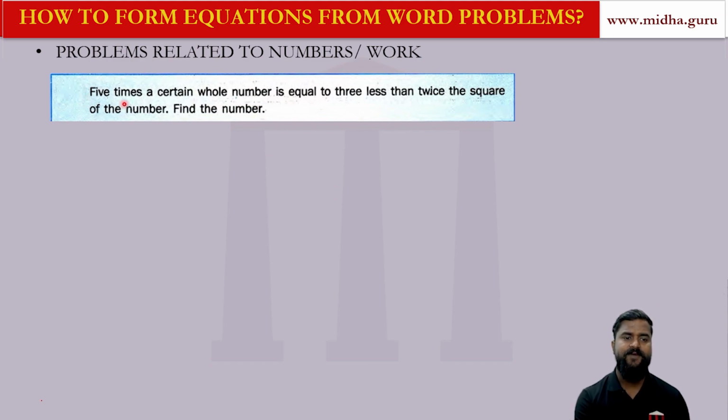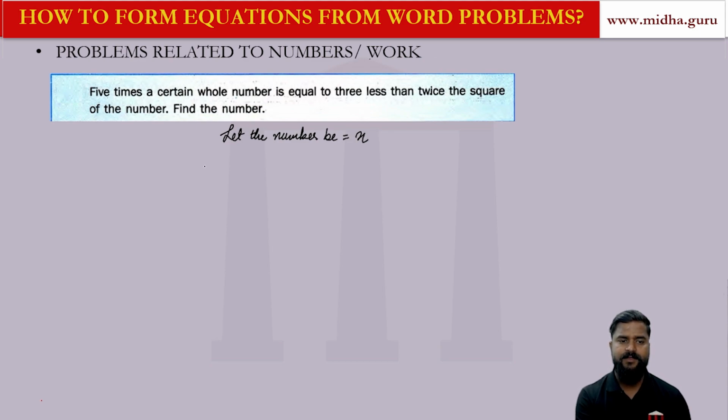The question here says 5 times a certain whole number is equal to 3 less than twice the square of the number. Let us see what we can deduce from this. So we don't know the number, right? So the first part is we'll take the number to be x.